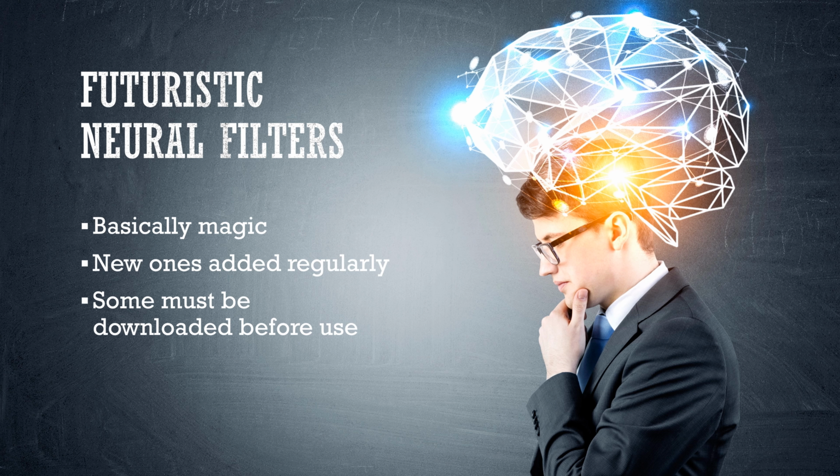Photoshop also has futuristic neural filters. These are basically magic, and new ones are added regularly, not just when the main Photoshop version updates. Throughout the year, they're adding new neural filters. Some must be downloaded before use because obviously if it's a brand new filter and it's not part of the standard install of Photoshop, there'll just be a button in the neural filters group to download that so that you can add that functionality to your copy of Photoshop.